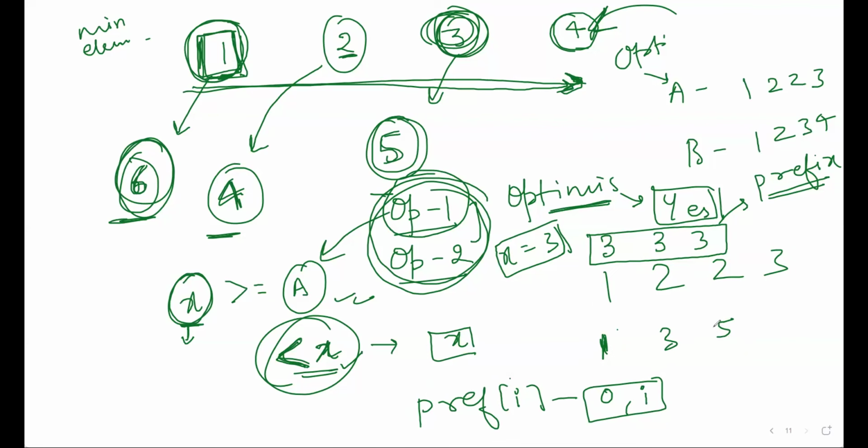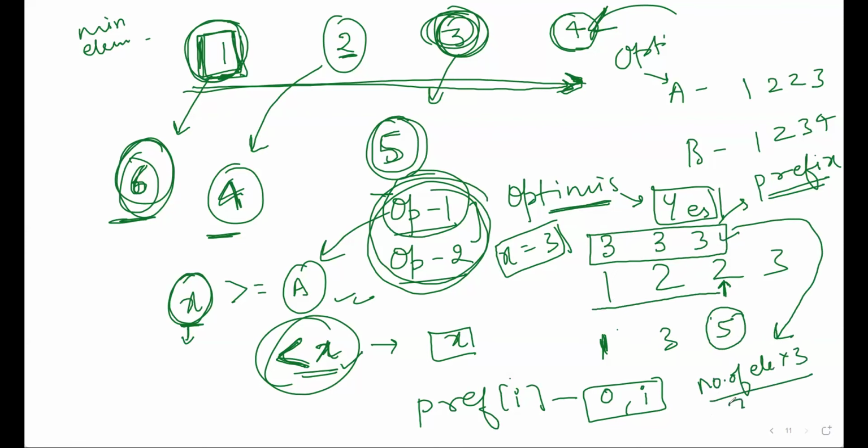We'll see. Here, this is the last index which is smaller than 3. Prefix sum till here is 5, meaning the sum of all values from index 0 to this point is 5. If I want 3 from start to this point, what will be the sum of these values? It is nothing but the number of elements into 3. The number of elements is 3, so 3 into 3 comes out to be 9.